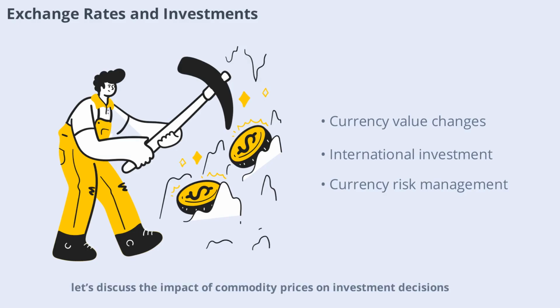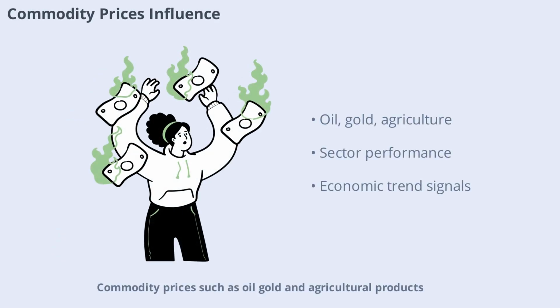Next, let's discuss the impact of commodity prices on investment decisions. Commodity prices, such as oil, gold, and agricultural products, can significantly affect investment returns. Rising commodity prices may benefit producers but hurt consumers in certain industries. Investors track these prices to anticipate sector performance and adjust their portfolios. Changes in commodity prices can also signal broader economic trends, such as inflation or global demand shifts.